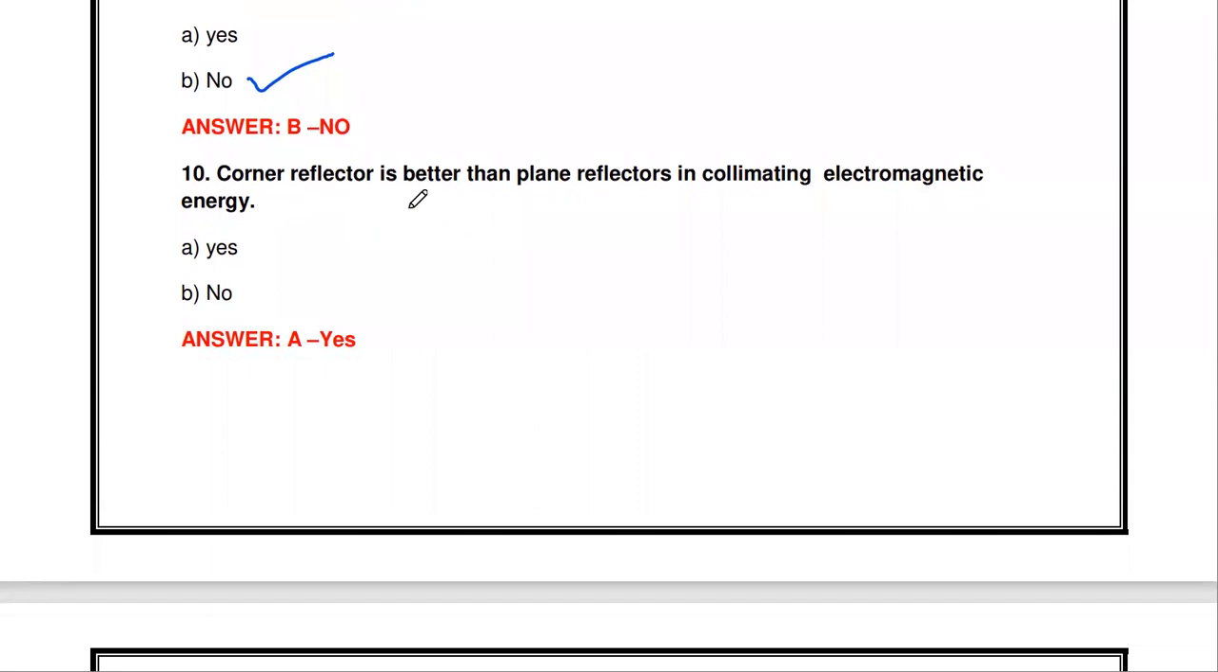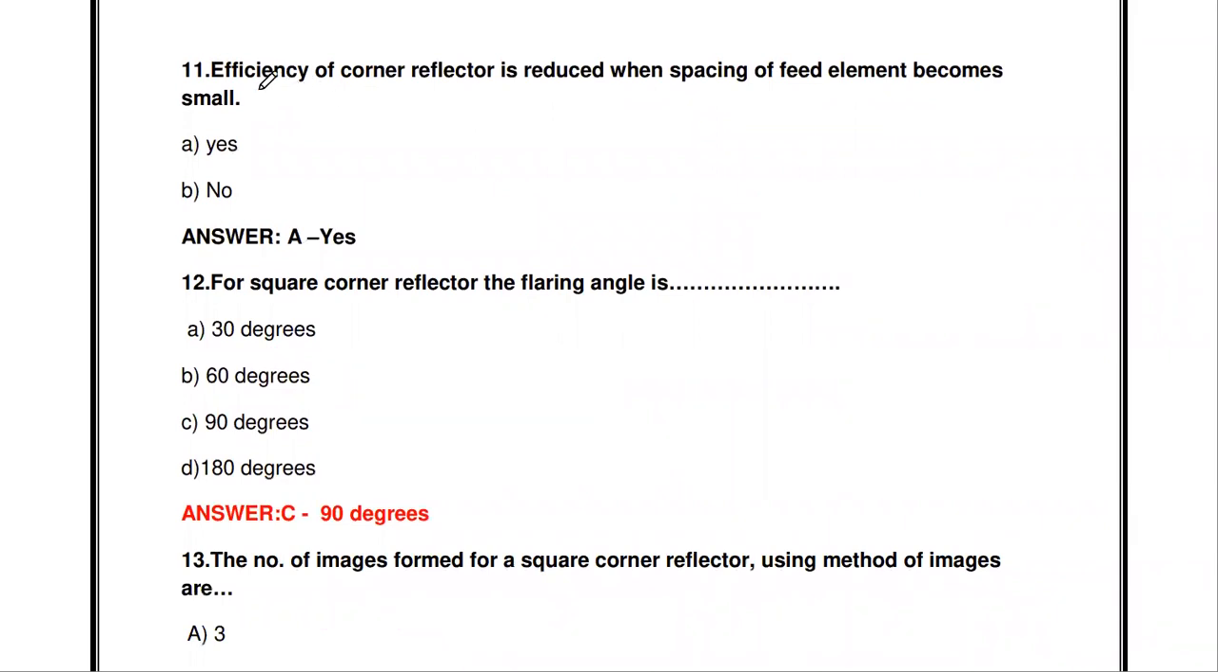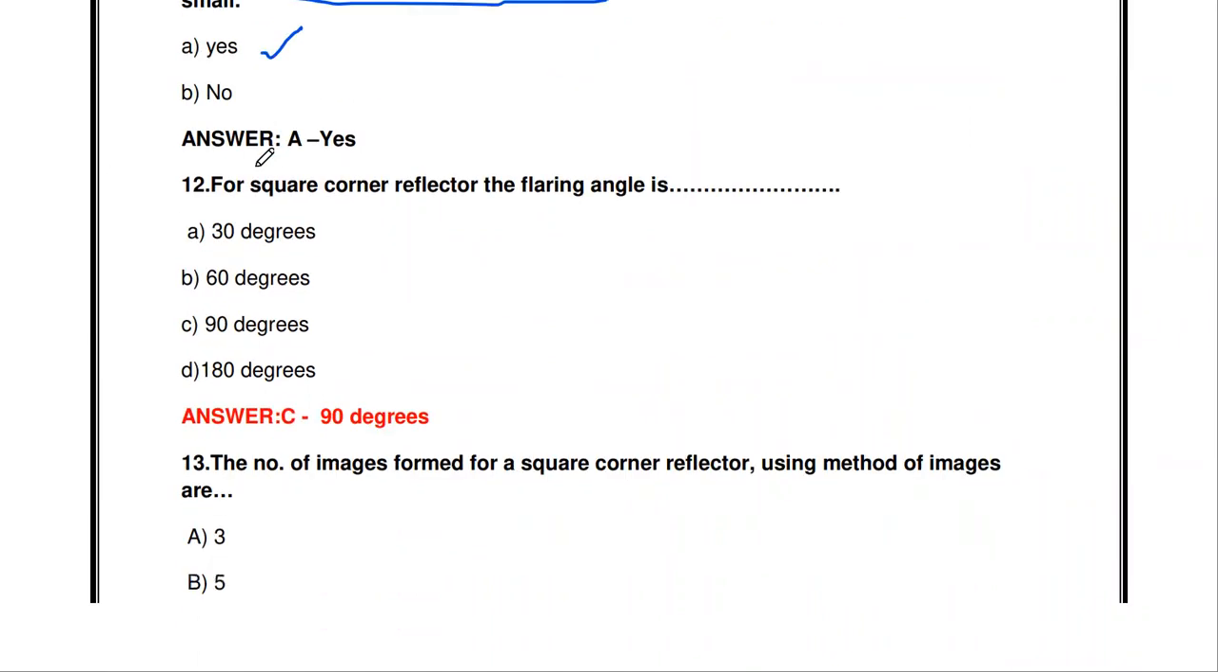Okay, then: the corner reflector is better than the plane reflector in collimating the electromagnetic energy. True or false? It's true. Instead of the plane reflector, if you use the corner reflector, the wave propagation and the focus are very good. So it's true. Then: the efficiency of the corner reflector is reduced when the spacing of the feed element becomes small. True or false? It's true.